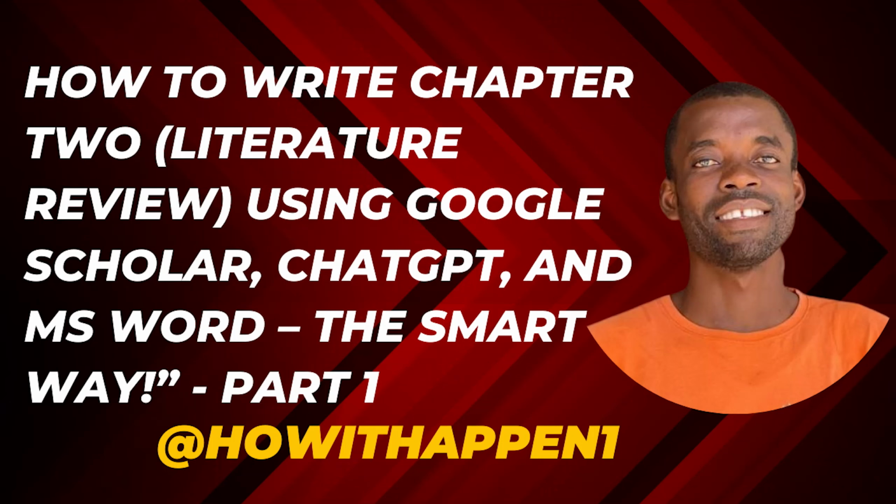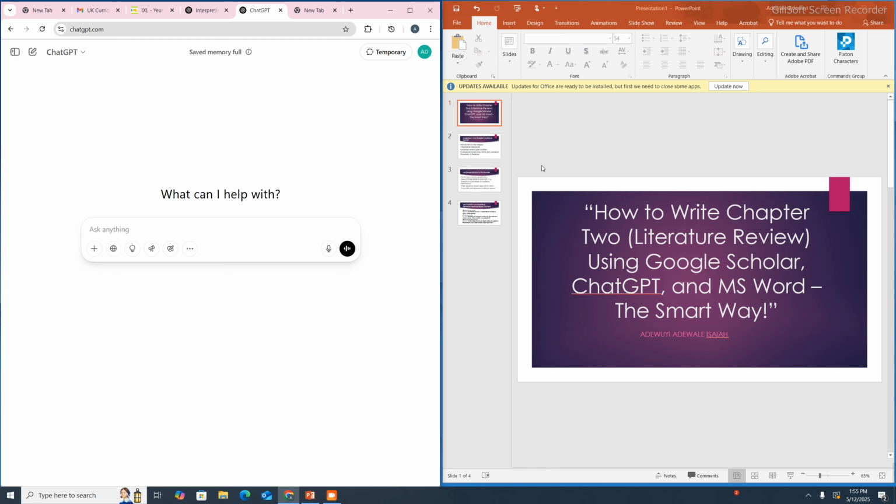Hi guys, this is Quick Start on How It Happened, and today what I will be showing you is how to write a Chapter 2, a literature review aspect of your project, using Google Scholar, ChatGPT, and let's say MS Word. And what I'm showing you today is more or less a very smart way to do it.